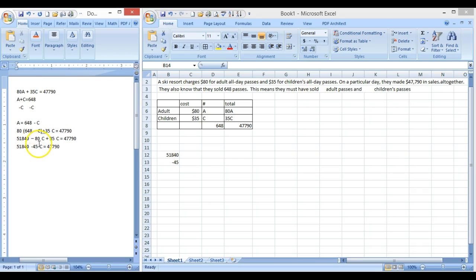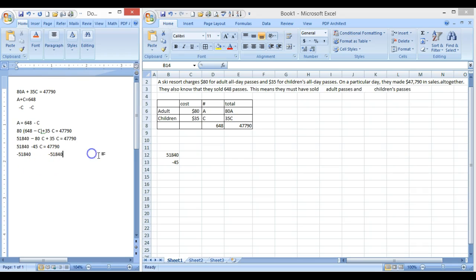There we go. Now I still want to continue isolating the C, so I want to subtract 51,840 from both sides. The reason I'm subtracting is because it's a positive 51,840. There we go. And I want to subtract it over here as well. Minus 51,840. Okay, so these cancel out right here. I could go ahead and do the strike through feature. If you're doing this by hand, you can just use your pencil and scratch those out because 51,840 minus 51,840 is 0.